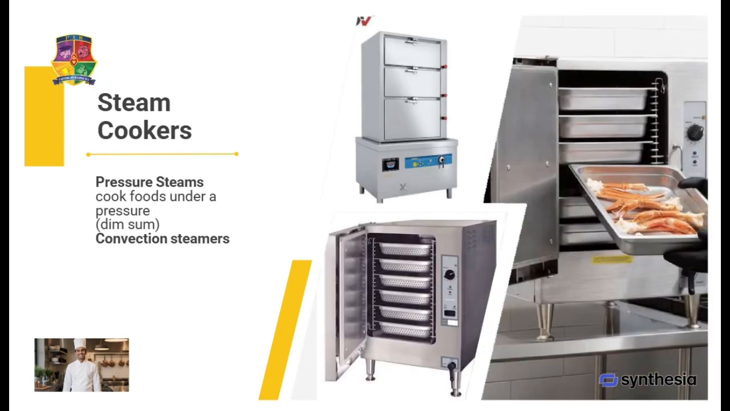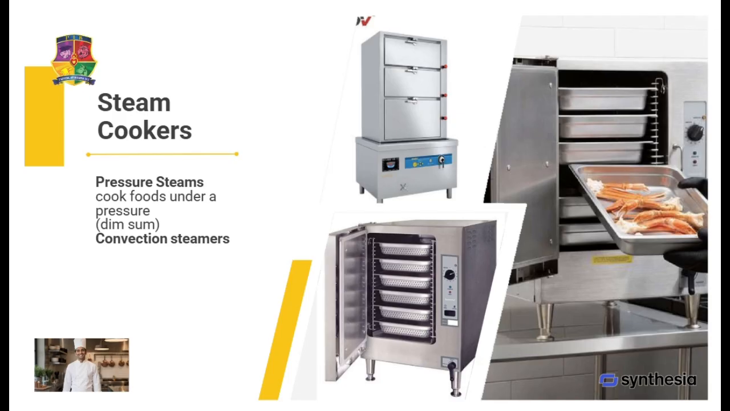Now, let's continue with another important type of cooking equipment: steam cookers. Steam cookers use hot steam to cook food. This cooking method is particularly useful because it allows food to cook without direct contact with oil and can help maintain the natural characteristics of the ingredients. There are two main types shown on this slide.